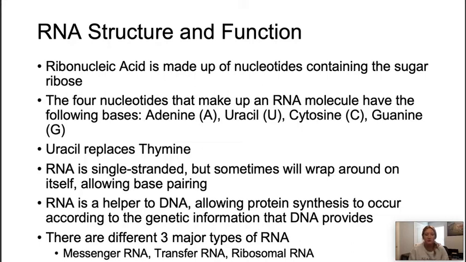RNA is single-stranded, okay? So it's not double-stranded like DNA was. It's actually single-stranded. But sometimes it will wrap around itself, which can allow for base pairing. But typically that's not going to happen. RNA is a helper to DNA. What this means is that it allows protein synthesis to occur according to the genetic information that was stored in DNA. And there are three types of RNA. So we can have messenger RNA, transfer RNA, or ribosomal RNA.